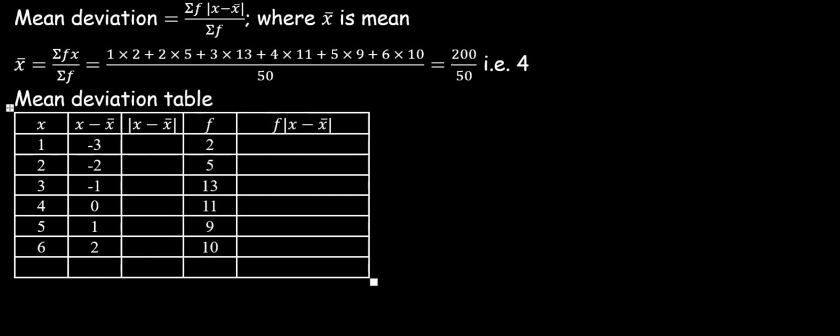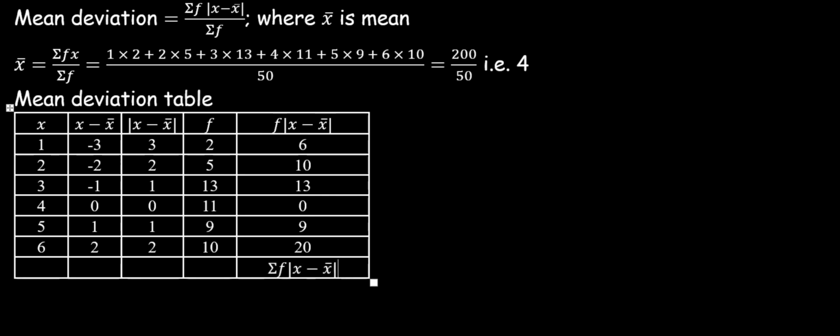Taking the absolute value, which is the next column, anywhere we see minus, we're going to put plus. That's just absolute value for you. So we now have 3, 2, 1, 0, 1, 2. The next column is the frequency from the original table. After that, we have f multiplying the absolute value, which we have gotten. So we have 3 times 2, and that is 6. 2 times 5, 10. 1 times 13, 13. 0 times 11 is 0. Then we have 1 times 9, 9. 2 times 10 is 20.